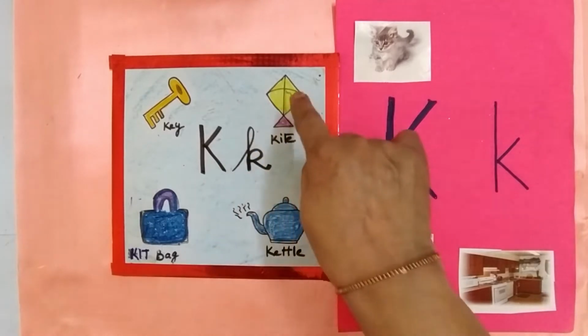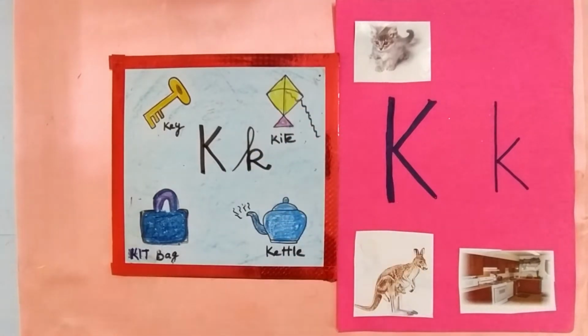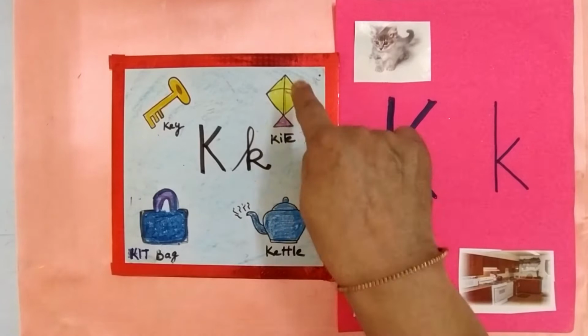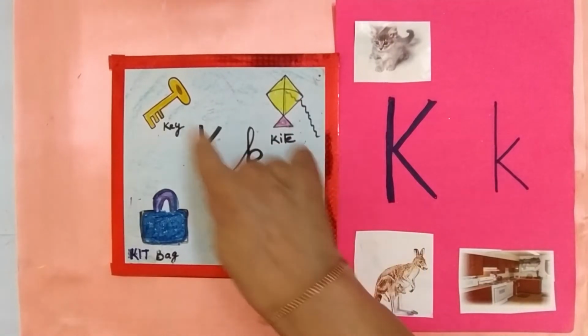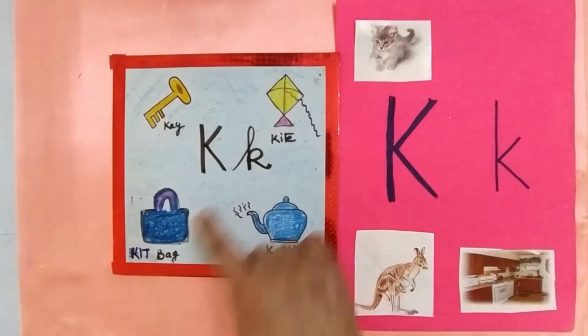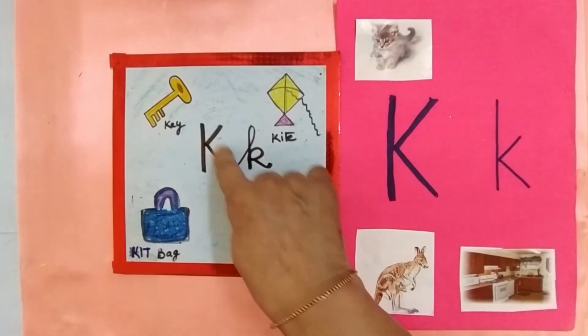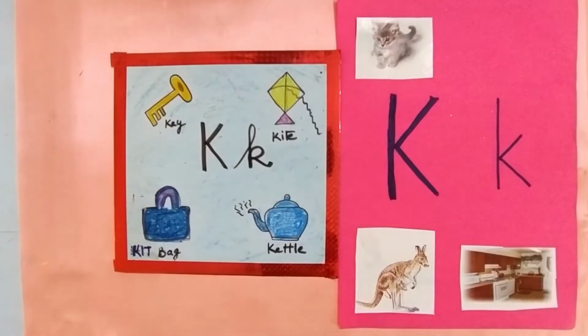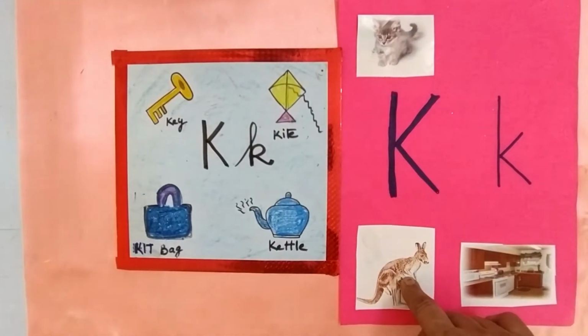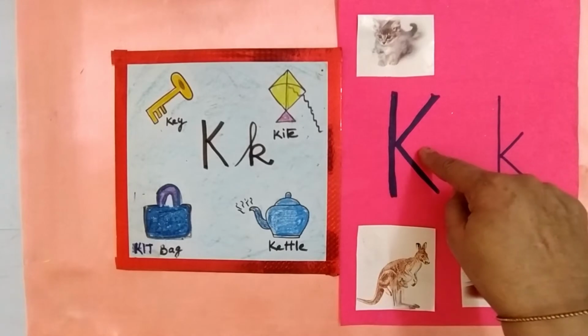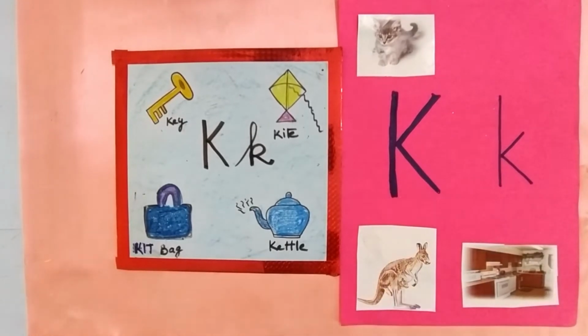K is for kite, which flies very high. K is for kite, which flies very high. K is for key, it open the lock. K is for key to open the lock. K is for kangaroo who loves to hop. K is for kangaroo who loves to hop.